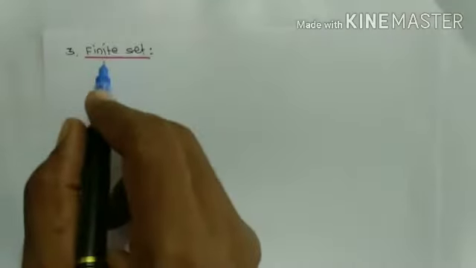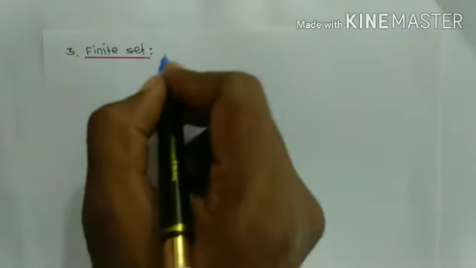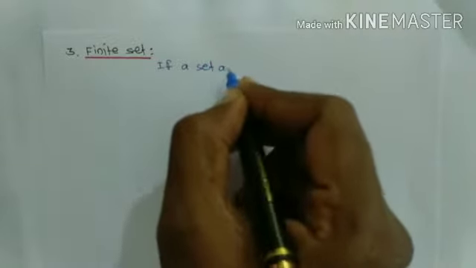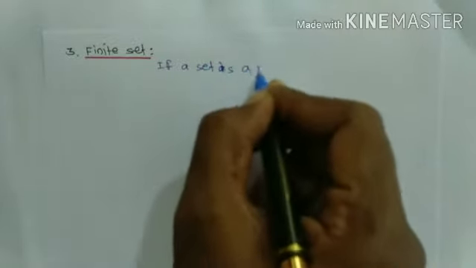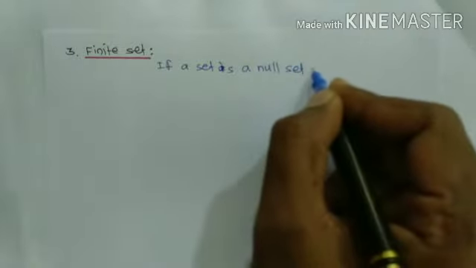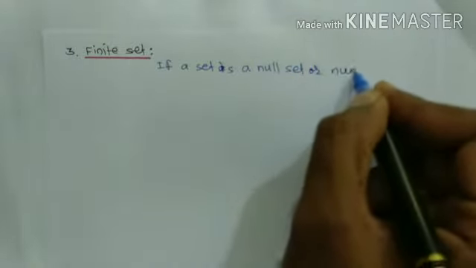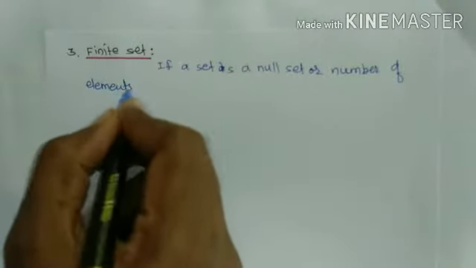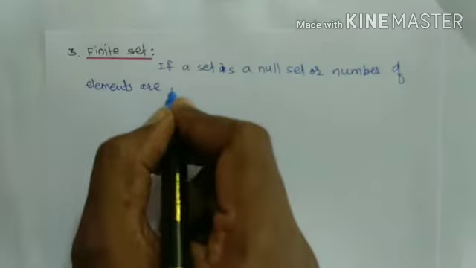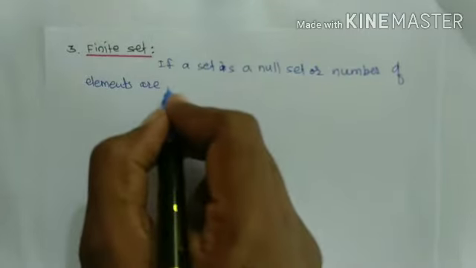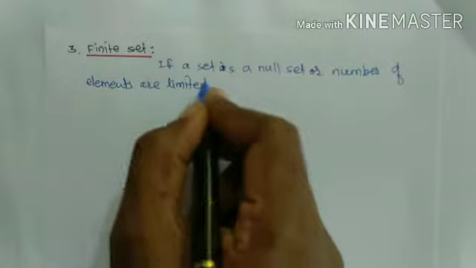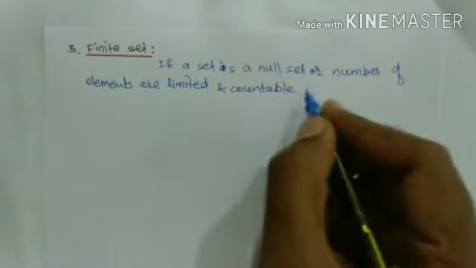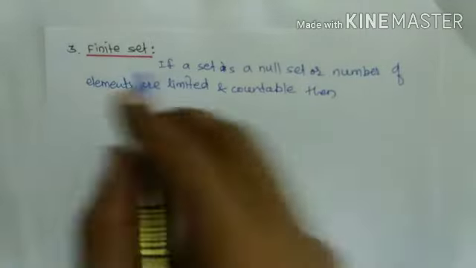Now the third type is the finite set. Here if a set is a null set or the number of elements in the set are limited and countable, then it is called a finite set.